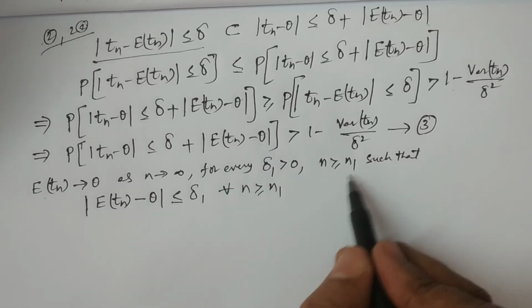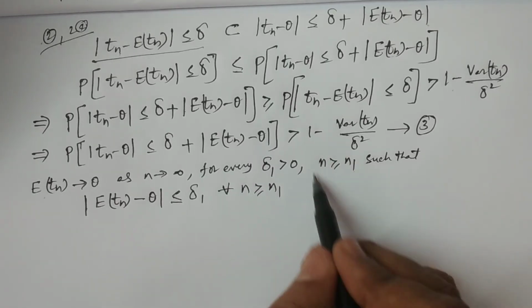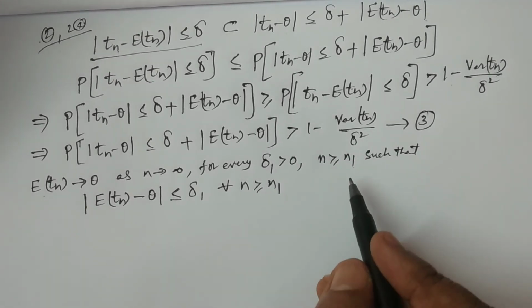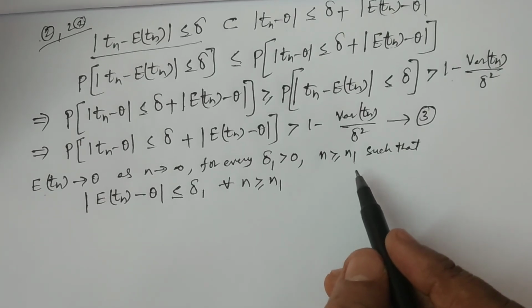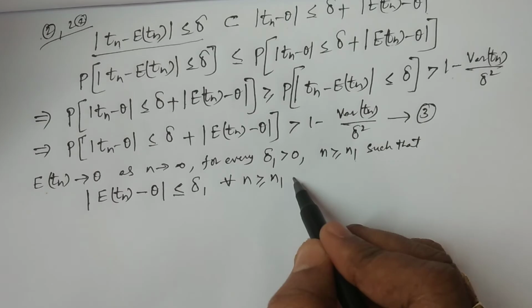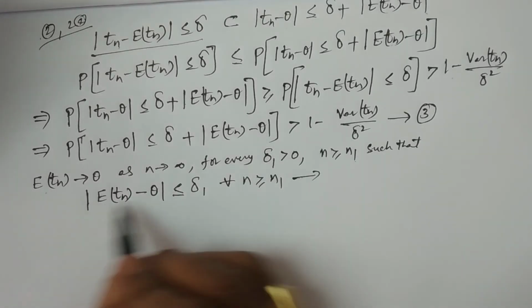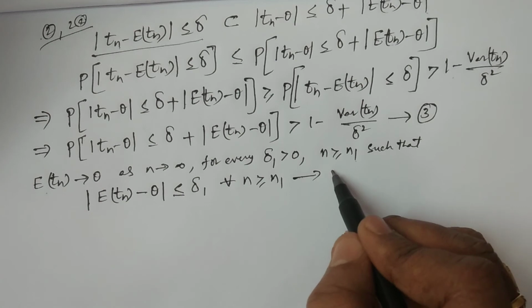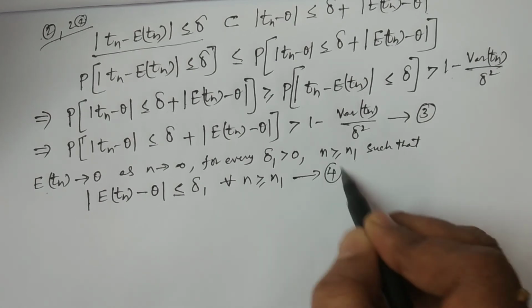That is what I am specifying. This is one particular condition I am considering for the comparison with the consistency definition, right? So this is the one result I am considering, n greater than or equal to n1. That is, the modulus of the expectation of Tn minus theta is less than or equal to delta 1 for all n greater than or equal to n1. Let us consider this as equation number 4.